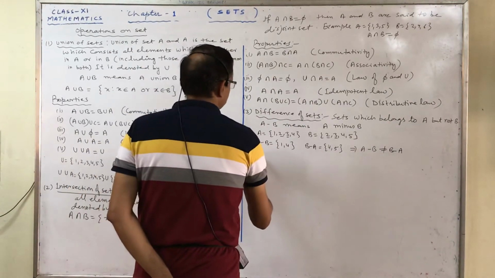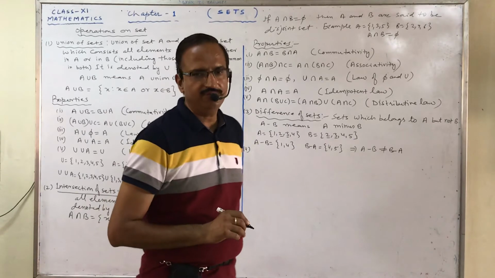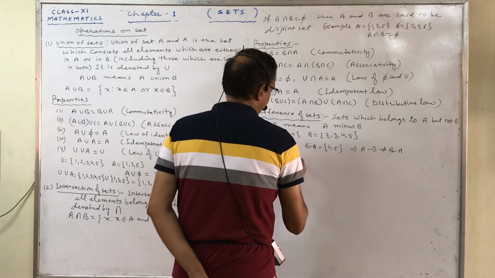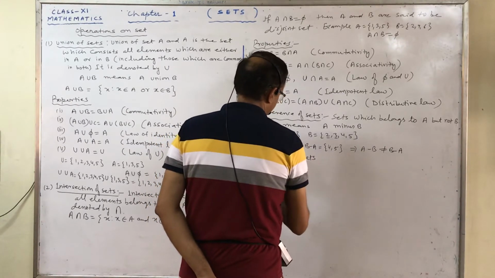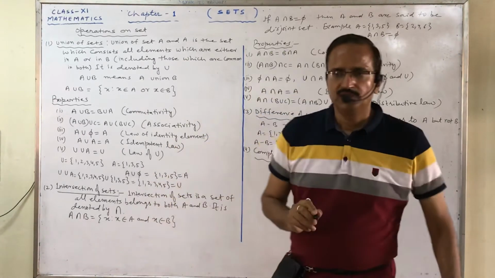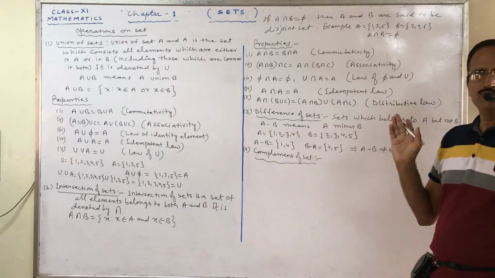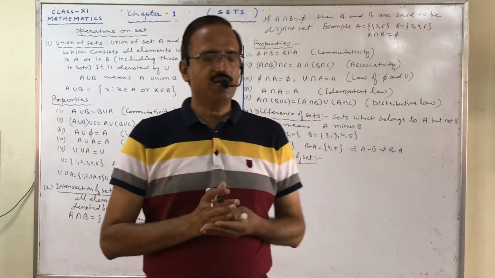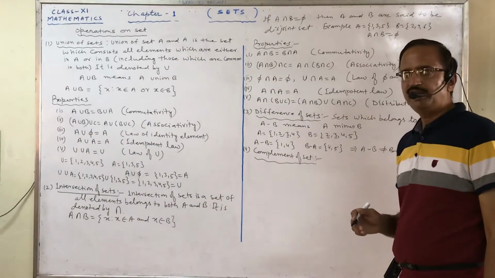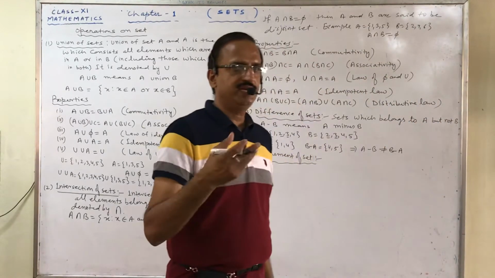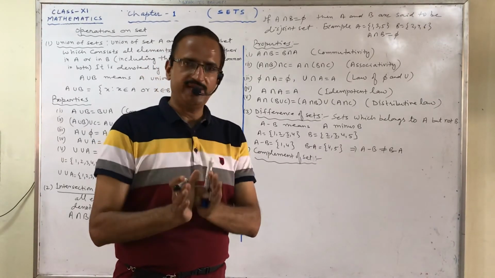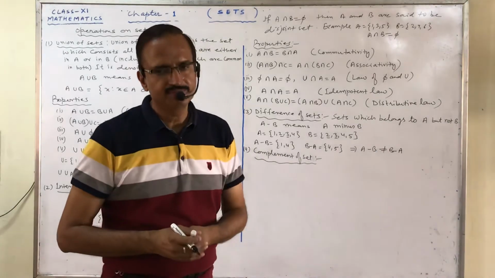Now the fourth operation is complement of sets. It means it is the set of all the elements of the universal set which are not in A. Means we have to subtract the elements of set A from the universal set. Then the rest of the elements form a set that is called complement of set.